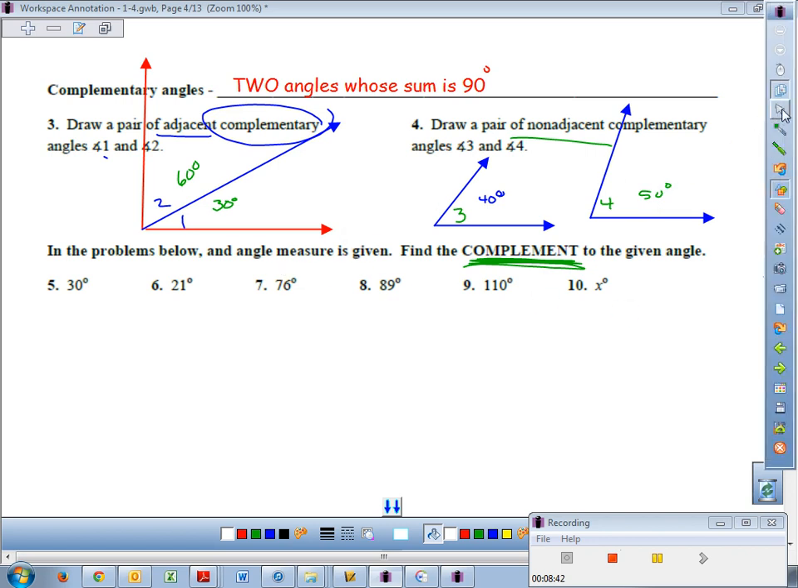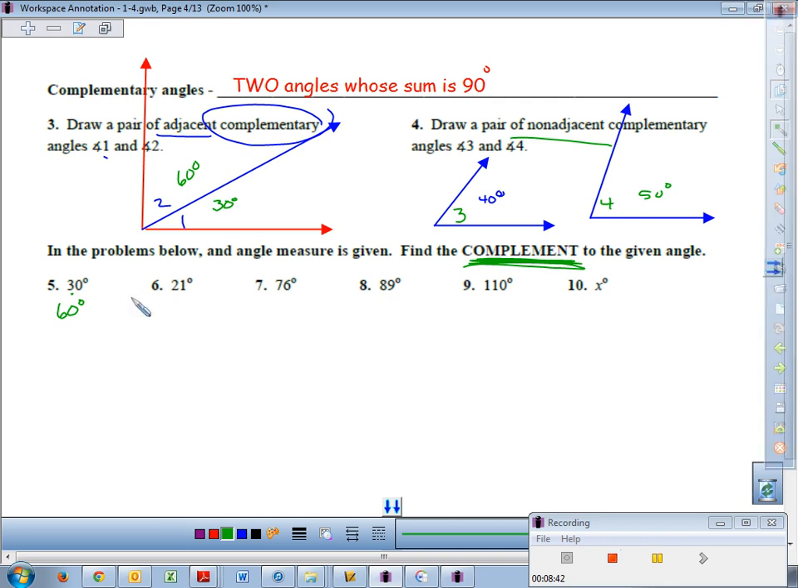So in the problems below, an angle measure is given. Find its complement. If they give me a 30-degree angle, what's the complement to that going to be? This is what you would still need to make it add up to 90, right? That's the complement to that. How about a 21-degree angle? So wouldn't I need to get 60 more to turn that into an 8, and then a 9 right there to turn that into a 10, 69 degrees?